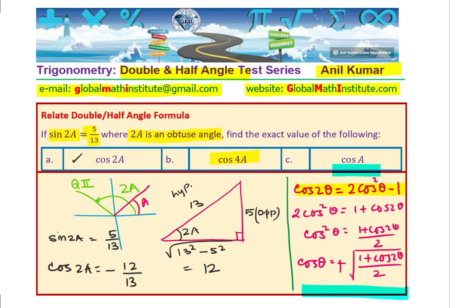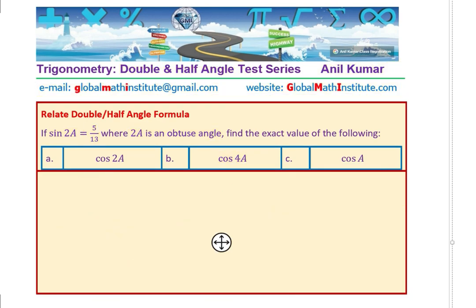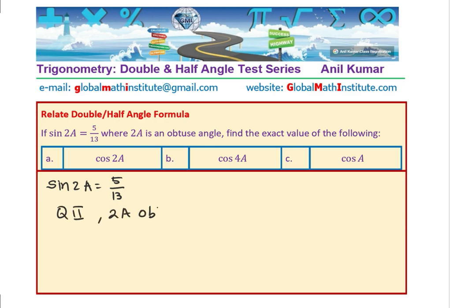Correct. Let's now look into the solution in further detail. So we have already figured out that sine 2a is 5 over 13. We are in quadrant 2 since 2a is obtuse, right? And therefore, cos of 2a is going to be negative 12 over 13, right? This we got with the help of a very simple triangle, right?